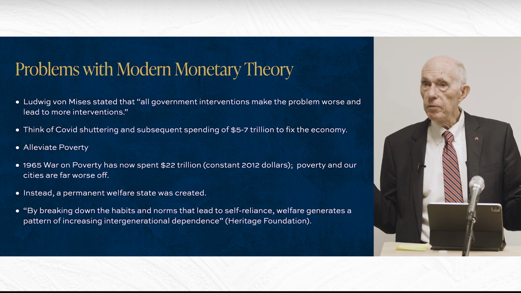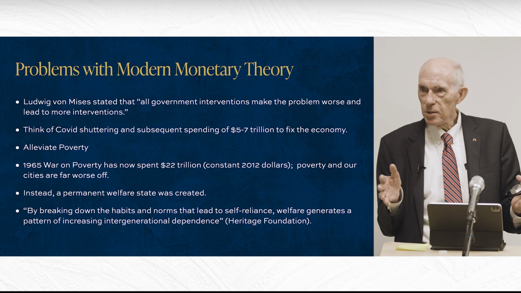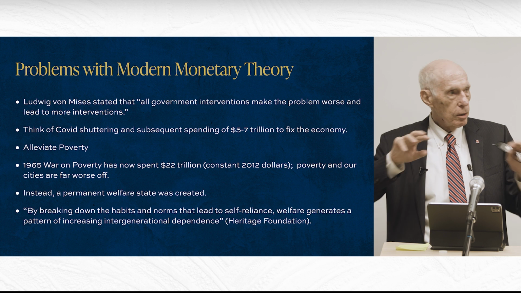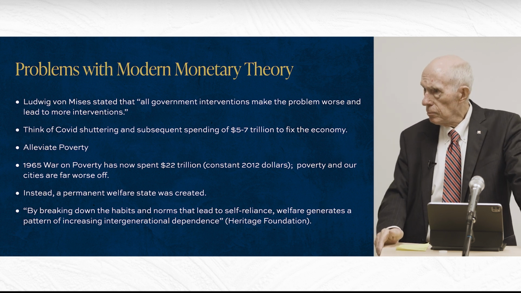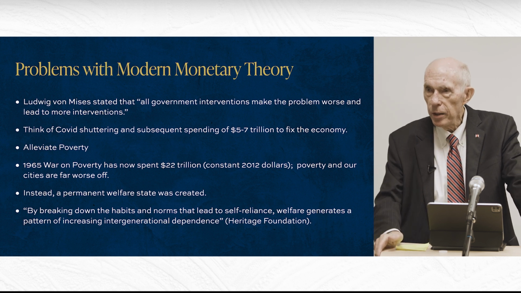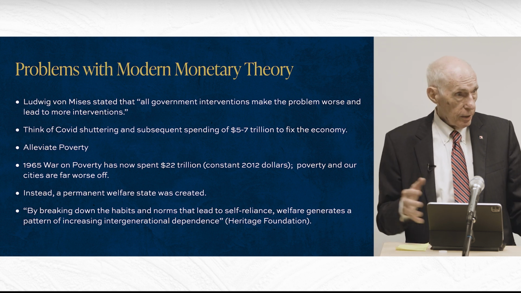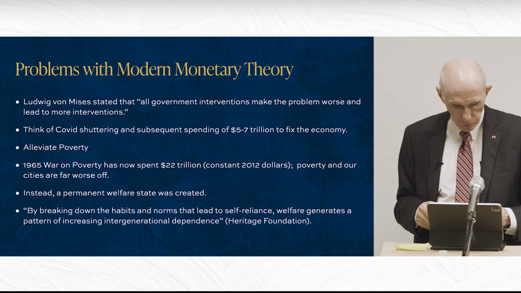Did government spending alleviate poverty? So I can remember when Johnson announced in 1965, the Great Society, we're going to eliminate poverty. Go around to the cities today. Okay, we had some real problems in '67 in Detroit. We had real problems in the cities, but nothing compared to what we're dealing with today after the government interventions.